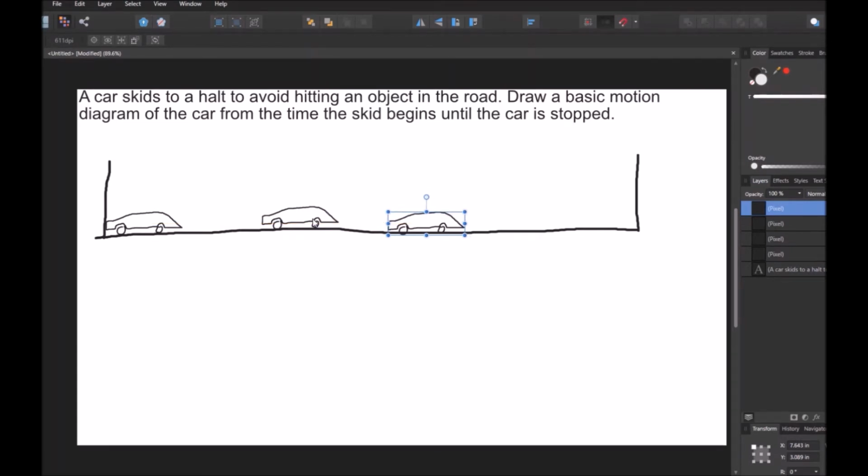So at equal time intervals, because the car is slowing down, each snapshot of the car will get closer and closer to the previous one. So then this one is going to be even closer. It's going to be right there. And then finally the car stops, and it's going to be basically overlapping or right next to the last picture of the car. And that's just how you do that one. So that's the first question done.